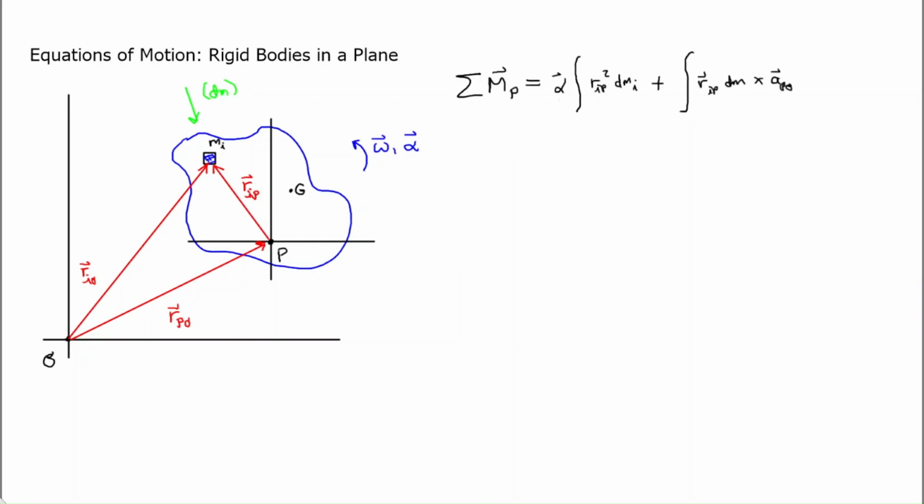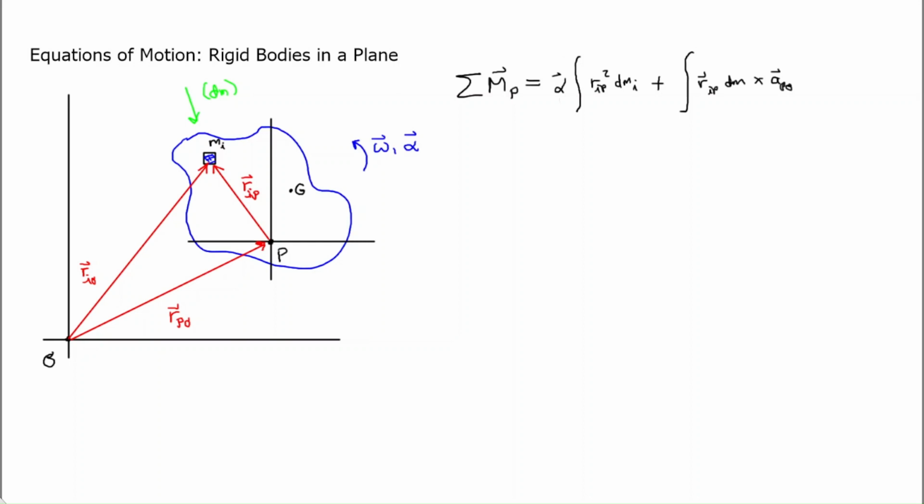All right, what we have next is the sum of the moments about P equals alpha times the integral of r sub ip squared dm sub i, plus the integral of r sub ip dm, and then that integral, which is a vector, cross a sub po. Now, alpha can be brought outside the first integral because it's a constant with respect to the dm integration. It's the same thing for every point on the rigid body. Likewise, a sub po can be brought outside of that second integration.